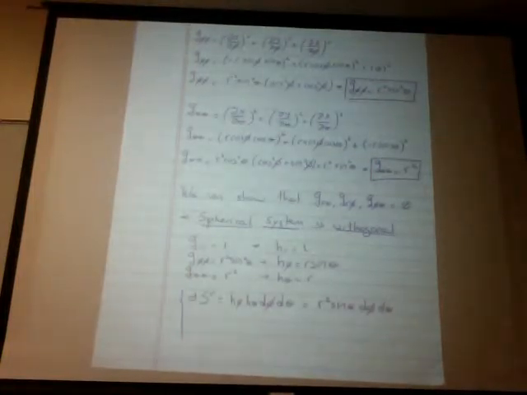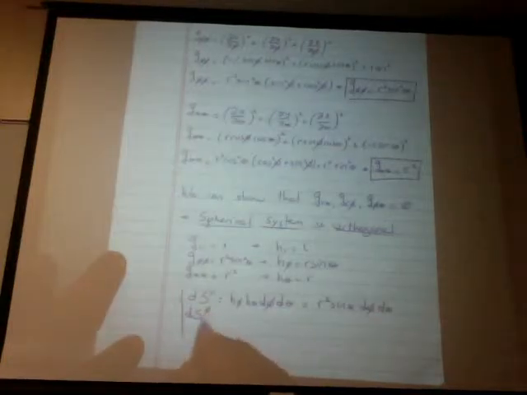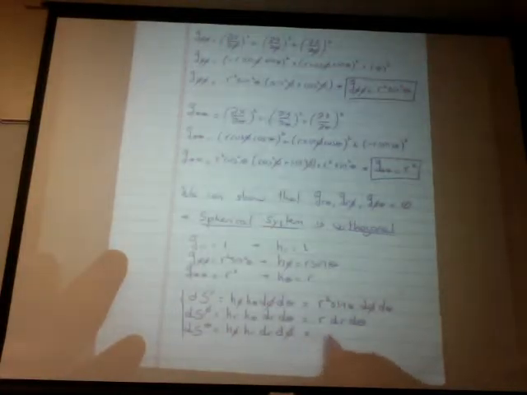So a differential surface at a constant value of r, that will be on the periphery of a sphere, will measure that much: r squared sine theta d phi d theta. So if you need to integrate anything on the periphery of a sphere, that is the differential surface. Likewise, dS phi is equal to h r h theta dr d theta, and that would be equal to r dr d theta. And dS theta is equal to h phi h r dr d phi, and that's equal to r sine theta dr d phi.